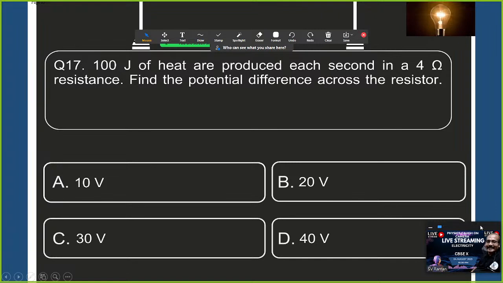100 joules of heat are produced each second in a 4 ohms resistance. Find the potential difference across the resistor. Option A 10 volt, option B 20 volt, option C 30 volt, option D 40 volt. Repeating, 100 joules of heat are produced each second in a 4 ohms resistance. Find the potential difference across each resistor.